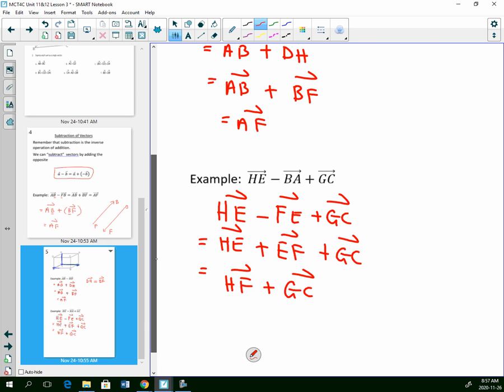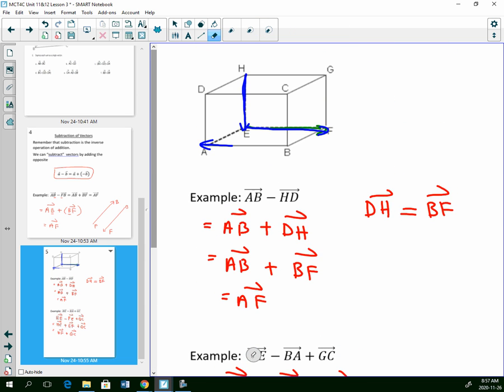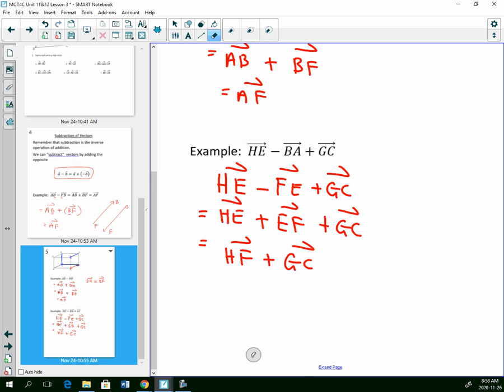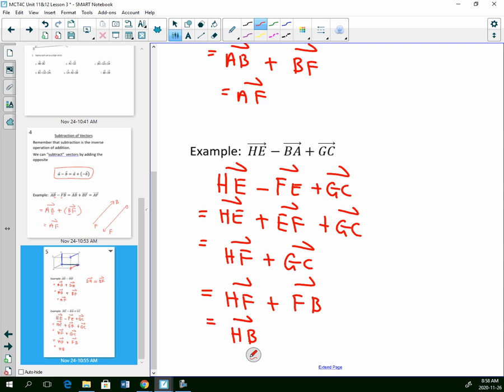So now I want to add H to F plus G to C. So G to C is this one. Well, that does not land tip to tail, but it is equal. An equal vector would be F to B, and that would be tip to tail with E to F. So instead of adding G to C, we're going to add F to B. And so now we can add these together because the tip of HF matches the tail of F to B. So my final result is H to B.